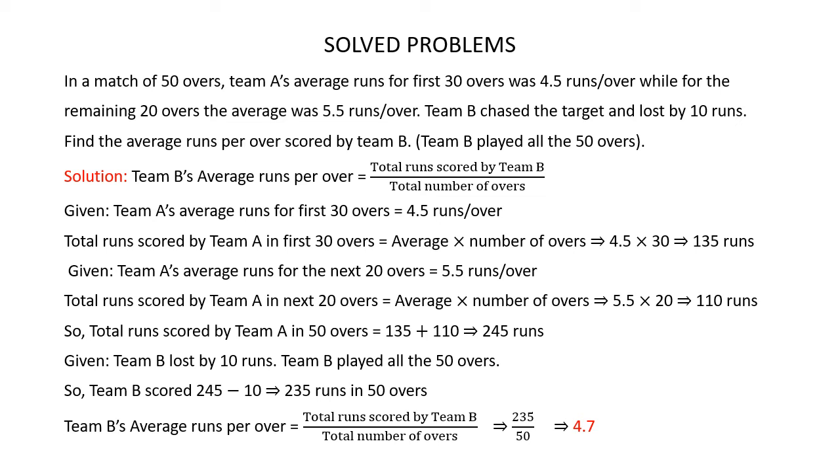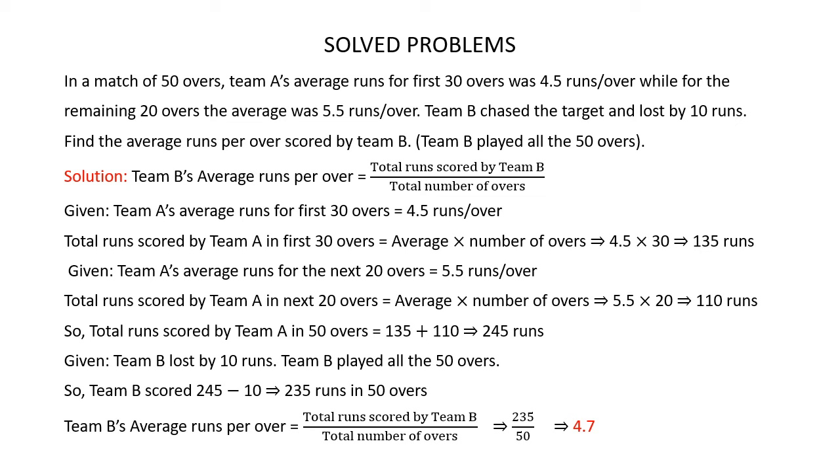So total runs scored by Team A in 50 overs is 245 runs. It's given that Team B lost by 10 runs and Team B played all the 50 overs. So since Team A scored 245 runs in 50 overs and Team B lost by 10 runs, it means that Team B scored 245 minus 10, that is 235 runs in 50 overs.